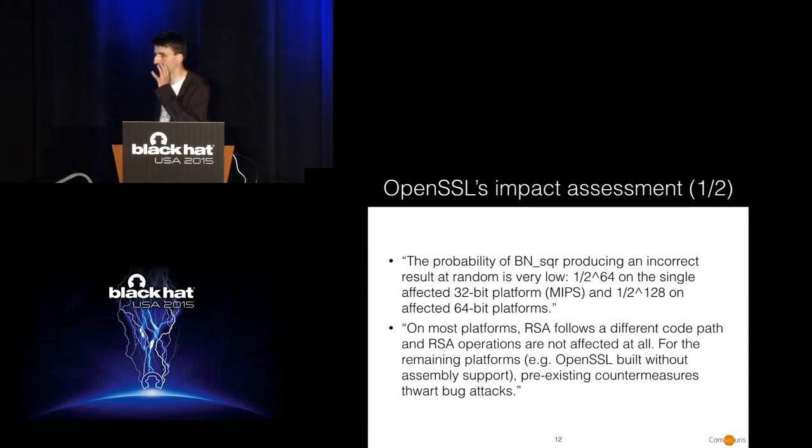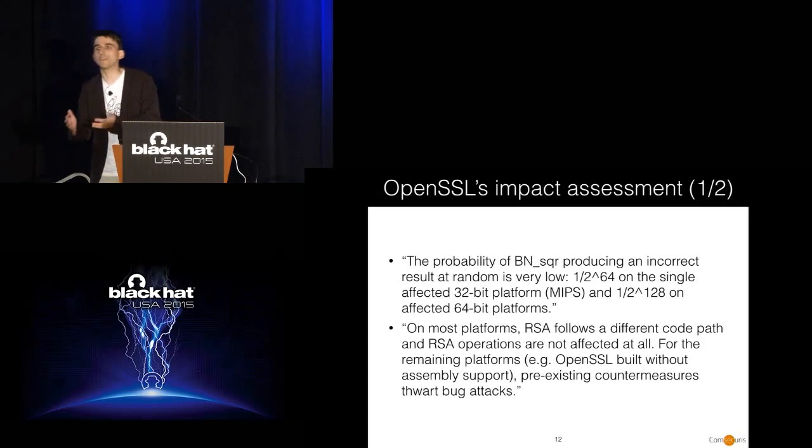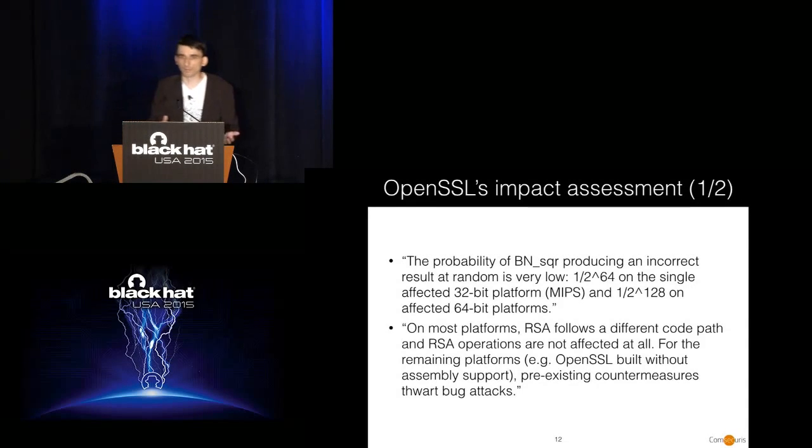For platforms where you build OpenSSL without assembly support, for instance MIPS built without it, you can also hit the bug if you turn off assembly support and are on a 64-bit platform. In that case, their argument is that pre-existing countermeasures in the code base will thwart the attack for RSA, because they have RSA blinding. RSA blinding means that you really have basically a random number, because either you can guess the blinding factor already and then you have a different problem, or you cannot make the input such that it triggers the bug with a higher probability than 2 to the minus 64. So either your blinding routine is broken, or the bug is not hittable for you.